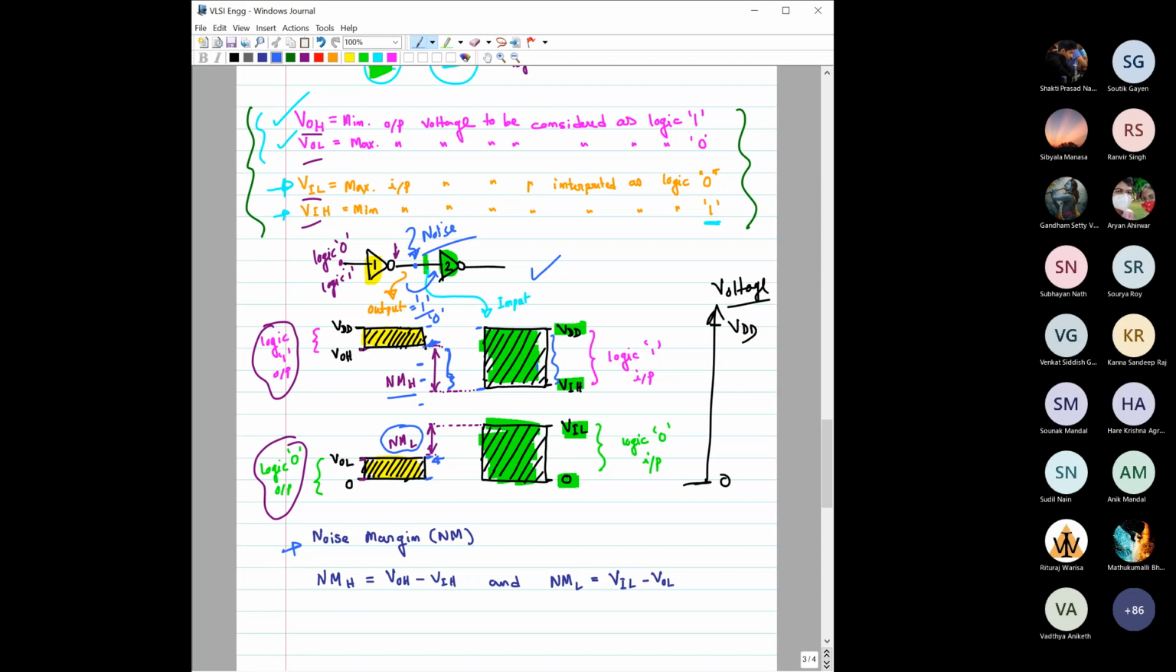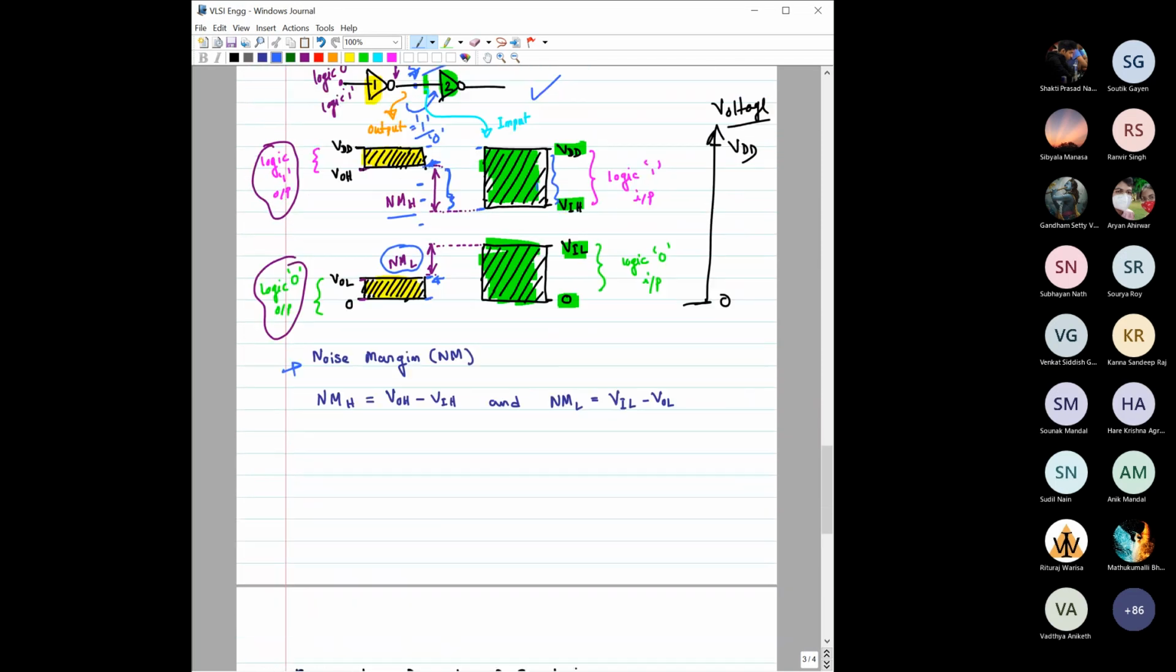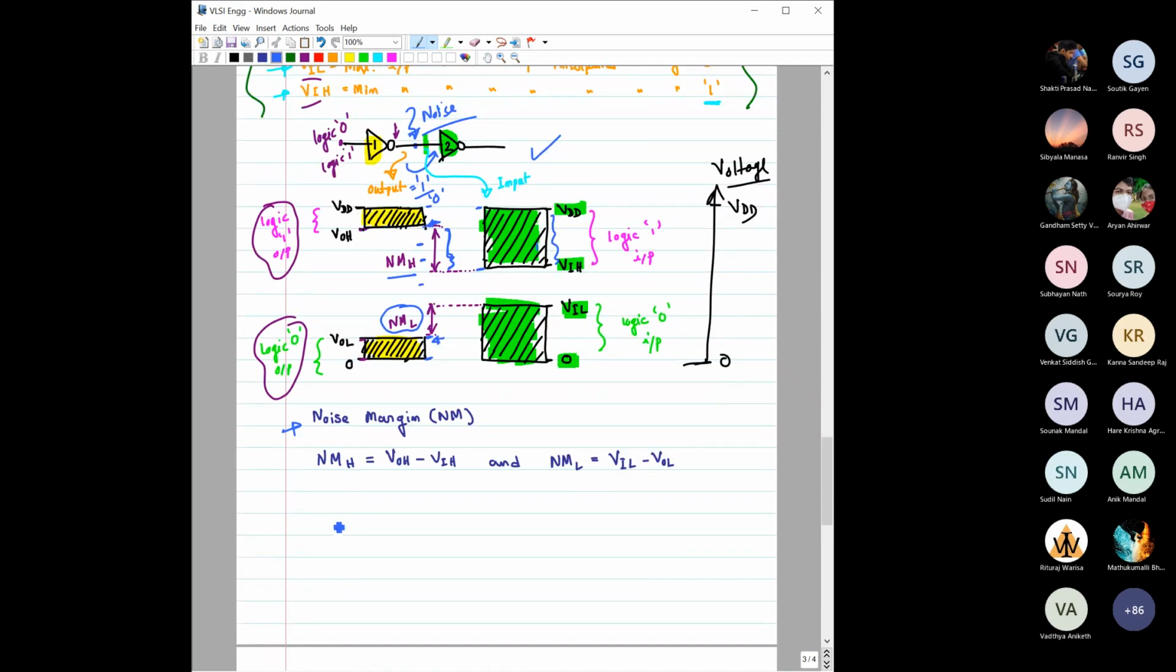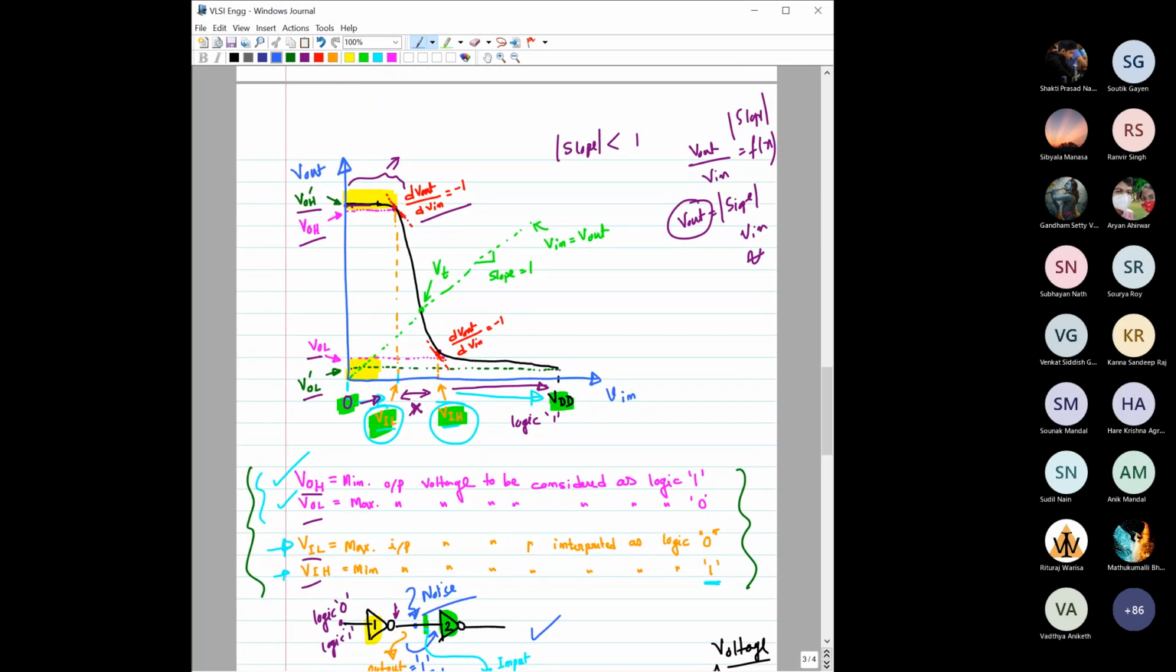But at the same time, you should also notice one thing. Say for any design, VDD is equal to 5 volt, and say VOH dash is also equal to 5 volt, and VOL dash is equal to... I hope you are now able to correlate these terms in this particular diagram. VOH is this one, VOL dash is this one.